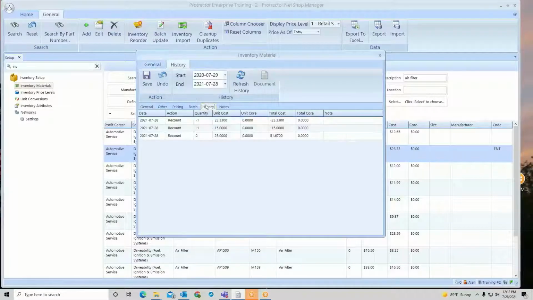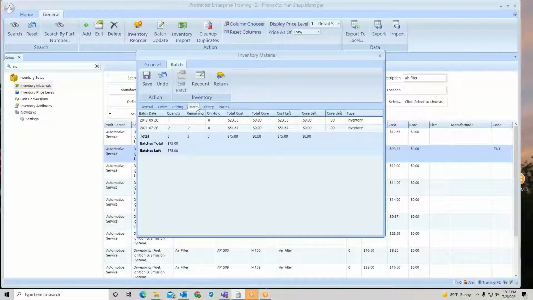Let's go look at the history. Recount down, recount down. See, it's pulling it out by what it was originally. Then here we recounted up 2 extra at 25 apiece. Now, why are these 2 different? Right here. Because they were bought at different times with different costs. That's all it is. So it does track each individual cost, each individual item.